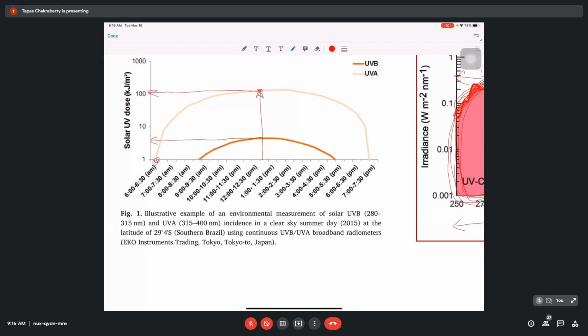You can see here that I took it from one of these papers, an illustrative example of an environmental measurement of the solar UVB. Solar UVB means approximately 280 to 350 nanometer, and UVA is the 315 to 400 nanometer region. It's the integrated intensity incidence on a clear sky summer day in 2015 at a latitude of 29 degrees 4 minutes in South Brazil, using this continuous UVB UVA broadband radiometer, which was built by this company.